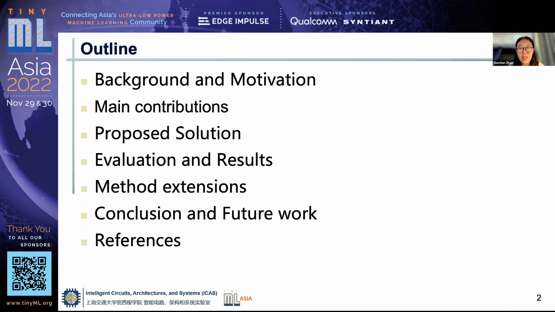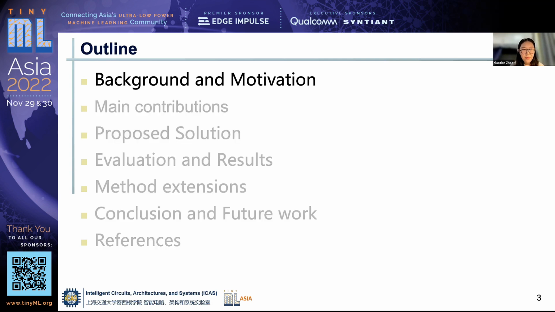Firstly, I will start with the background and motivation of our work, and then I will summarize our main contributions and explain our main methodologies. Next, I will describe our experimental setup and the results. Then I will introduce some extensions of our method. Finally, I will conclude my talk with a quick summary and our ongoing work. First, is the background and motivation.